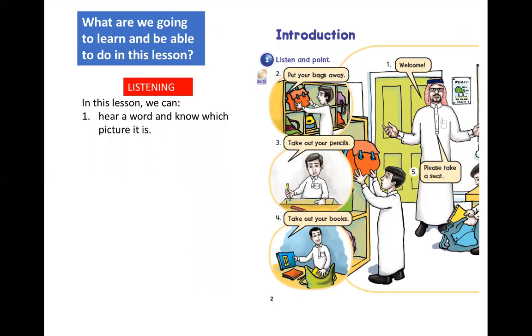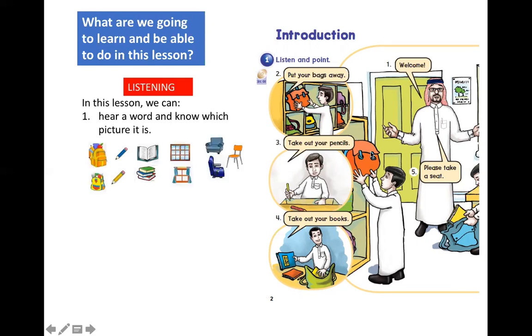So the students will be able to read the words for the pictures, and they will be able to write some of the letters for those words at the beginning. So which words are we going to learn? Let's have a look here. We've got bag, we've got pencil, we've got book, and we've got seat. So here are the pictures: bag, pencils, book, window, the seats, and these appear on page 3 of the book.